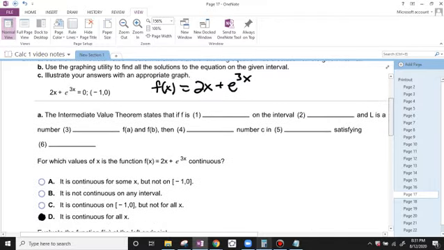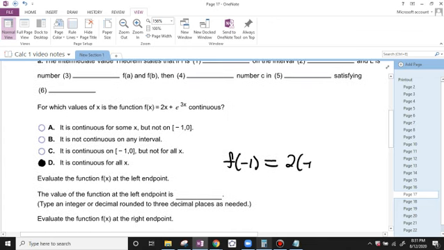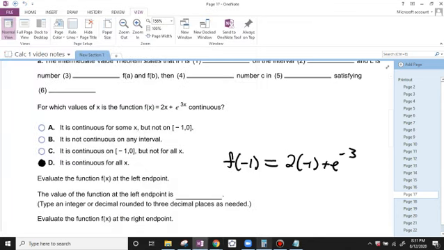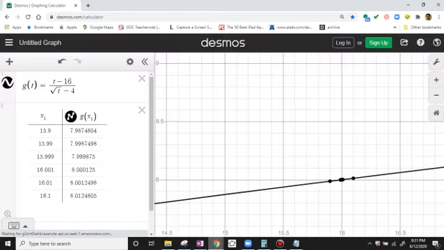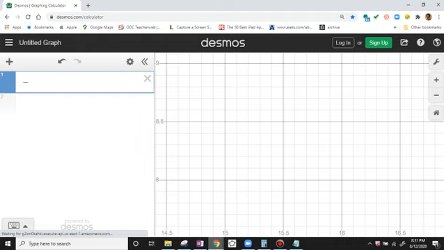Let's find the value of the function at the left endpoint. We may need to round to 3 decimal places, so they want us to do f of -1. f of -1 is 2 times -1 plus e to the -3rd. Let's see how this calculator rolls here. I'm not sure if they're going to make us do that. I think we should use Desmos. 2 times -1, so that's -2 plus e to the -3.